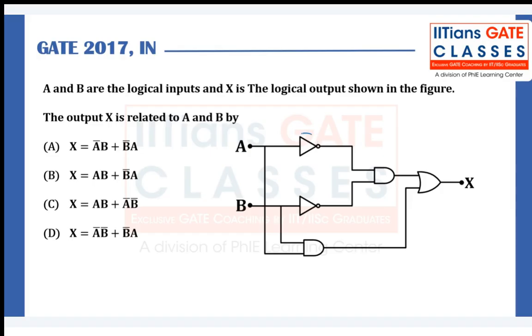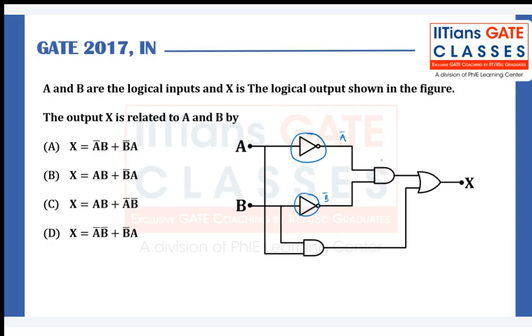This is your inverter, isn't it? This is your NOT gate. So if the input is logic 0, output will be logic 1. If the input is logic 1, output will be logic 0. So if the input is A, the output will be A bar. If the input is B, the output will be B bar.